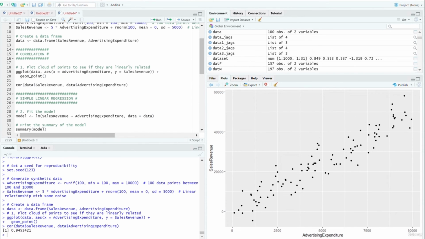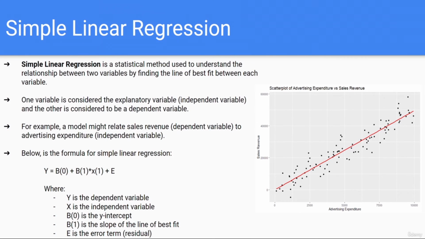And so in the next video, we're going to hop in and do linear regression, starting with simple linear regression. So we just learned about correlation, and so now I think it's a perfect time for us to start talking about simple linear regression.